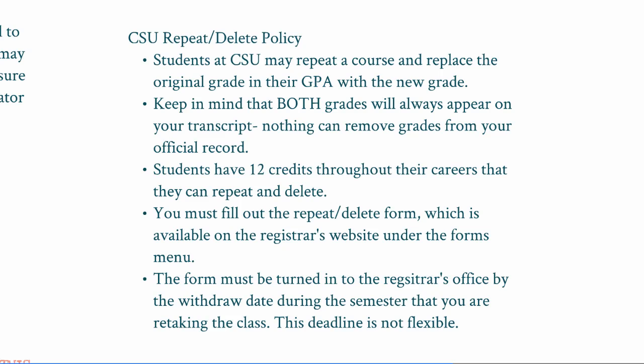In order to take advantage of Repeat Delete, you must turn in the Repeat Delete form that is available on the registrar's website under the Forms menu. This form must be turned in by the withdraw date during the semester that you retake the course. If you do not turn in the form or you turn it in late, both grades will be used in your GPA calculation. On your RamWeb, you have a link called Repeat Delete where you can check and see if your form has been processed for the courses that you wish to repeat delete. Please speak to your academic support coordinator if you have more questions about this policy.